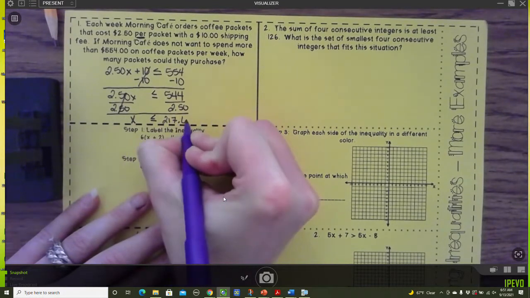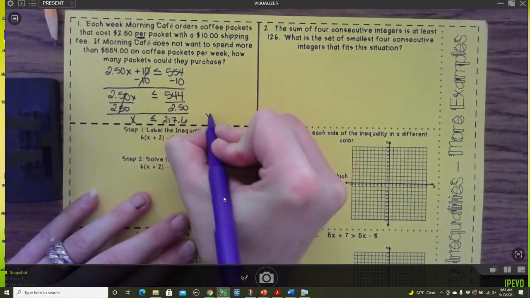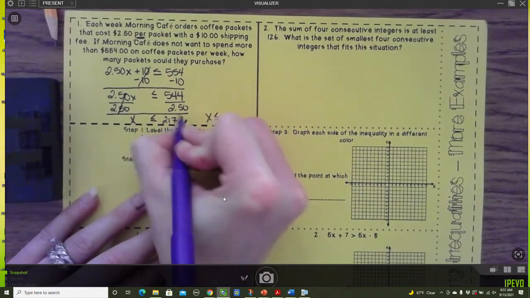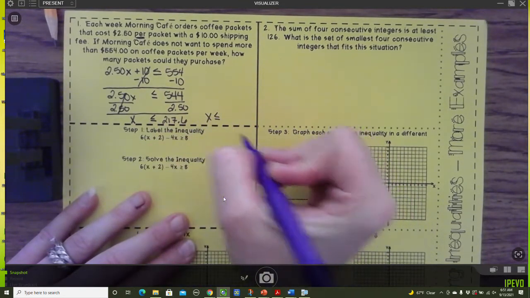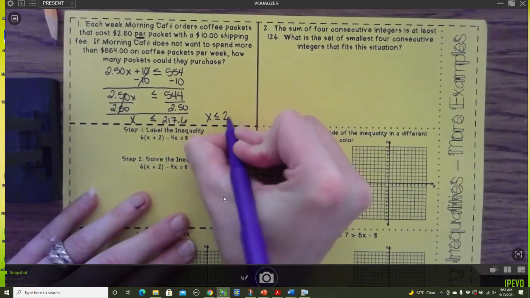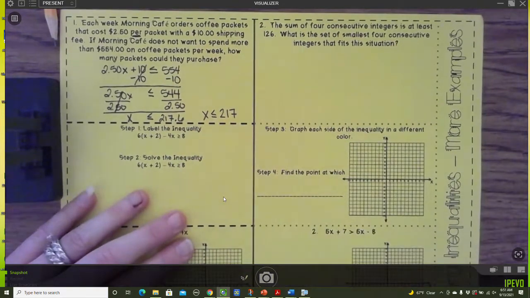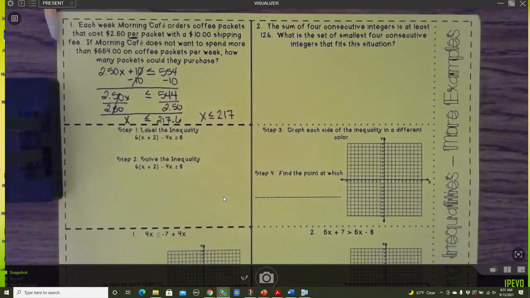217.6, but I can't buy 0.6 packets, so I have to round that off. It's got to be less than 217.6. So we would round it off to 217. Because if you go up one, then it's going to cost over. You're going to spend over the amount that you can spend.